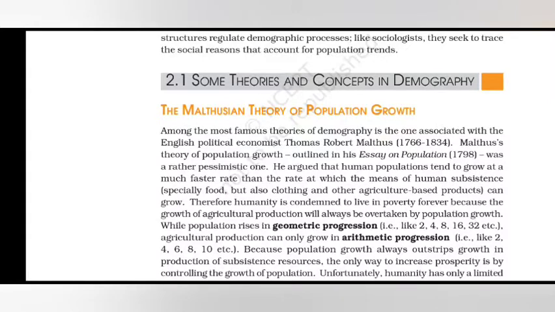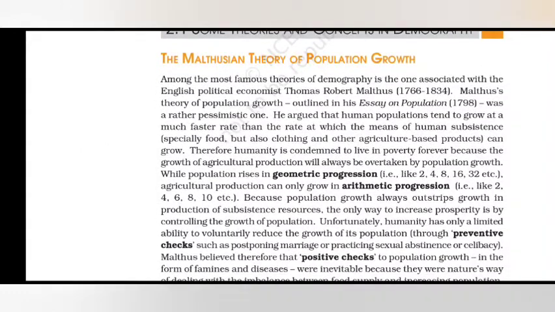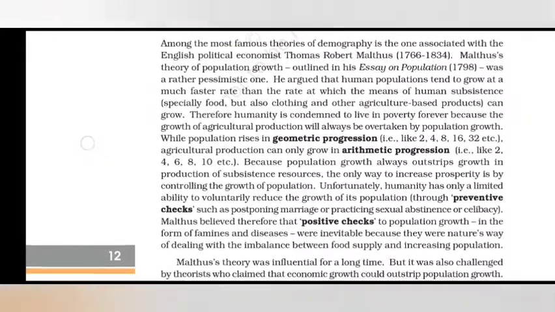Some theories and concepts in demography. The Malthusian theory of population growth. Among the most famous theories of demography is one associated with the English political economist Thomas Robert Malthus. Malthus' theory of population growth, outlined in his essay on population, was a rather pessimistic one. He argued that human populations tend to grow at a much faster rate than the rate at which the means of human subsistence can grow.